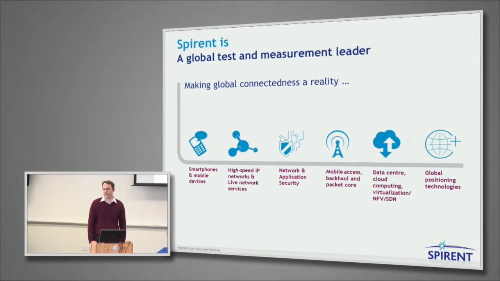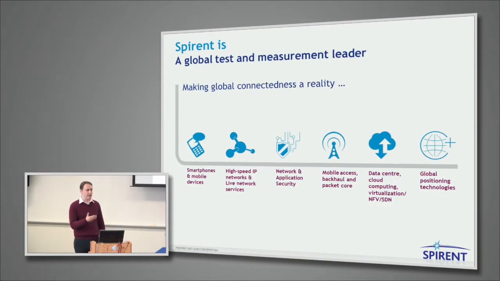Just at a high level, on this slide, you can see some of the areas that we cover. We're very focused on pretty much the entire communications gamut, including applications and mobility. Every handset out there is tested with Spirent in some capacity. We also test most of the positioning type solutions available on the market, the big data centers, and all the large routers and switches.